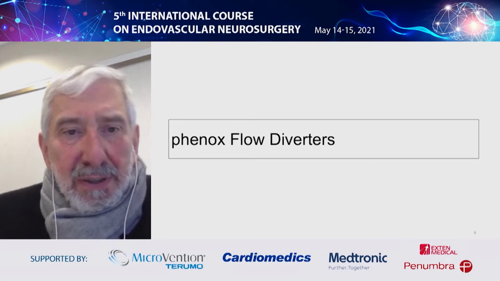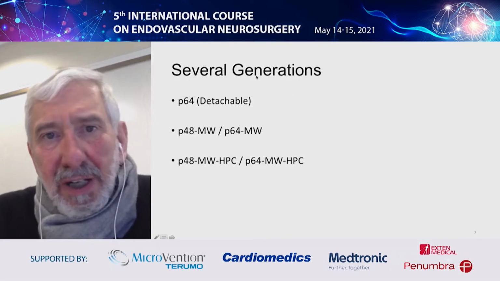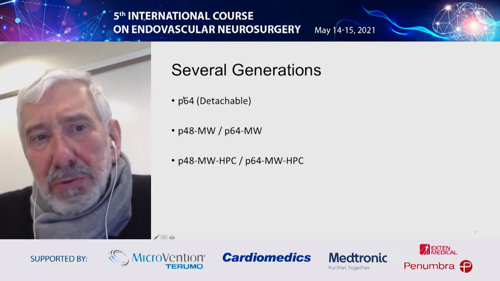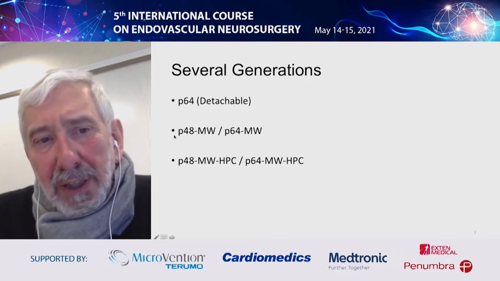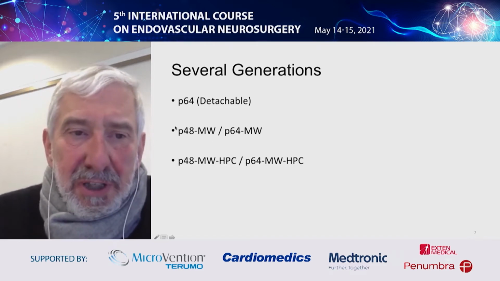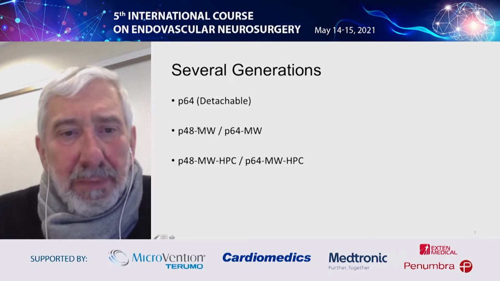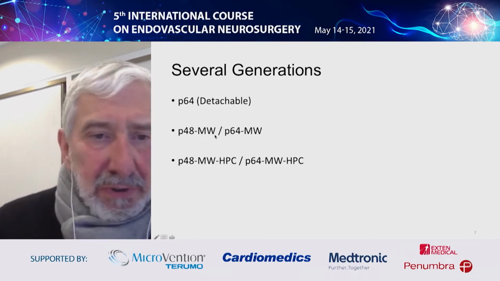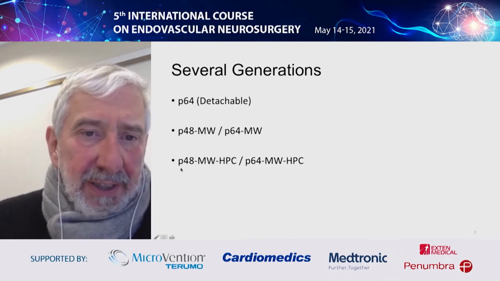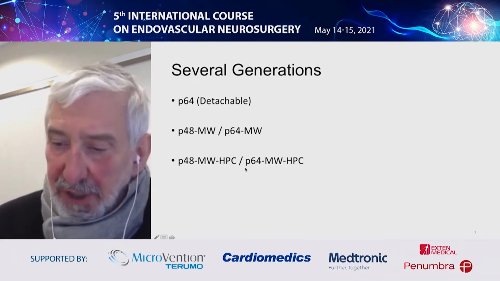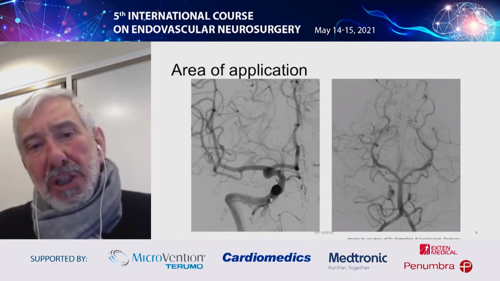So just to present to you the Phenox flow diverter family. You have several generations. The first one is the P64 detachable. Now you have a second generation, which is the P48 MW. MW means movable wire. I will show you what is the value of this. You have it for P48 and P64. And finally, you have the HPC version, and I will also explain what HPC is.